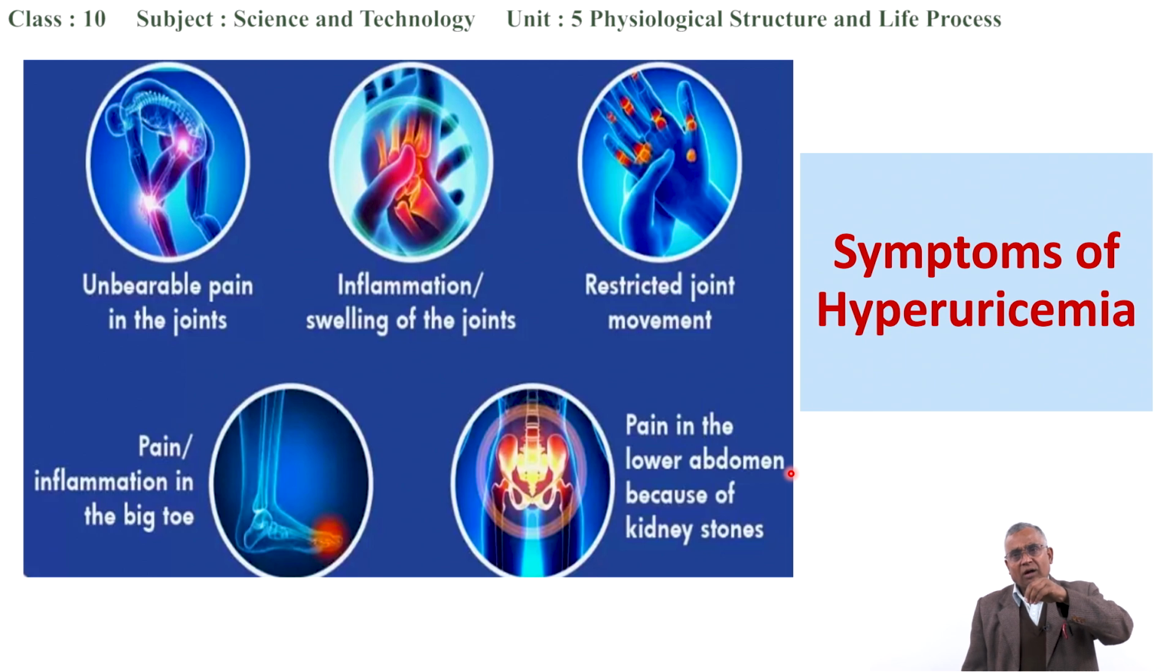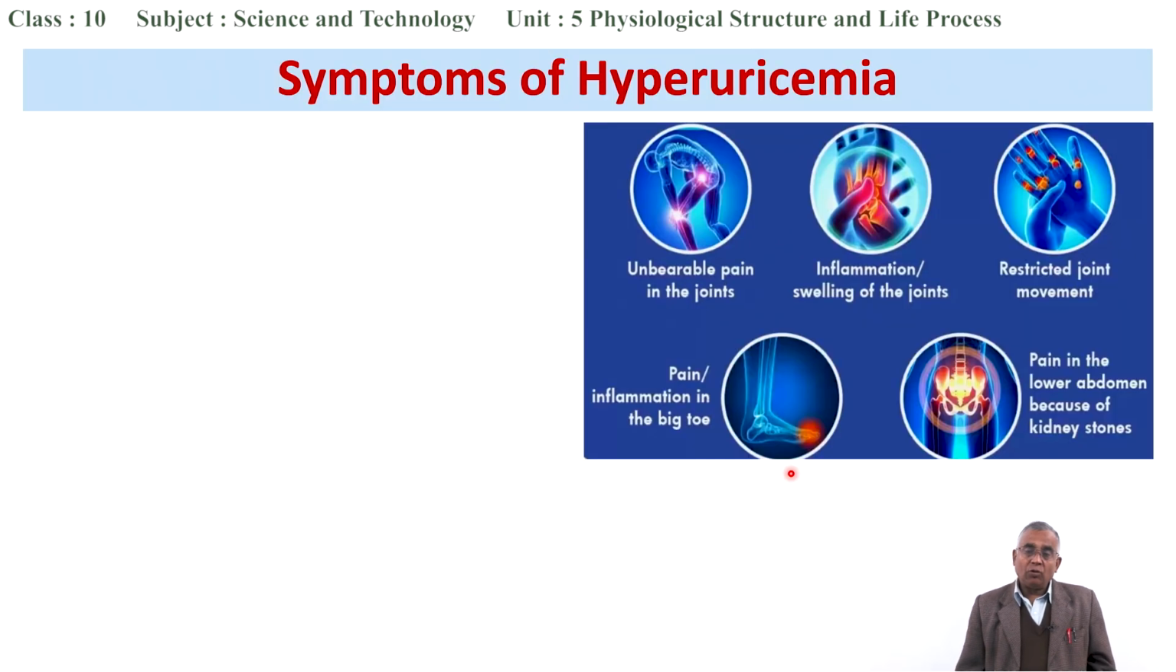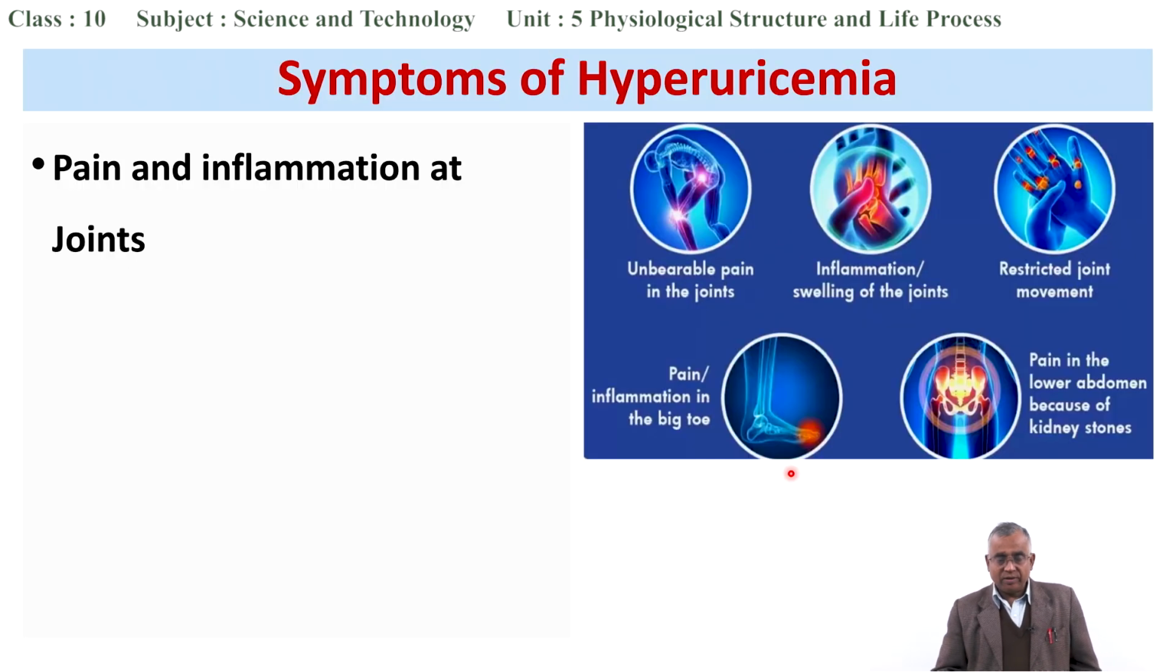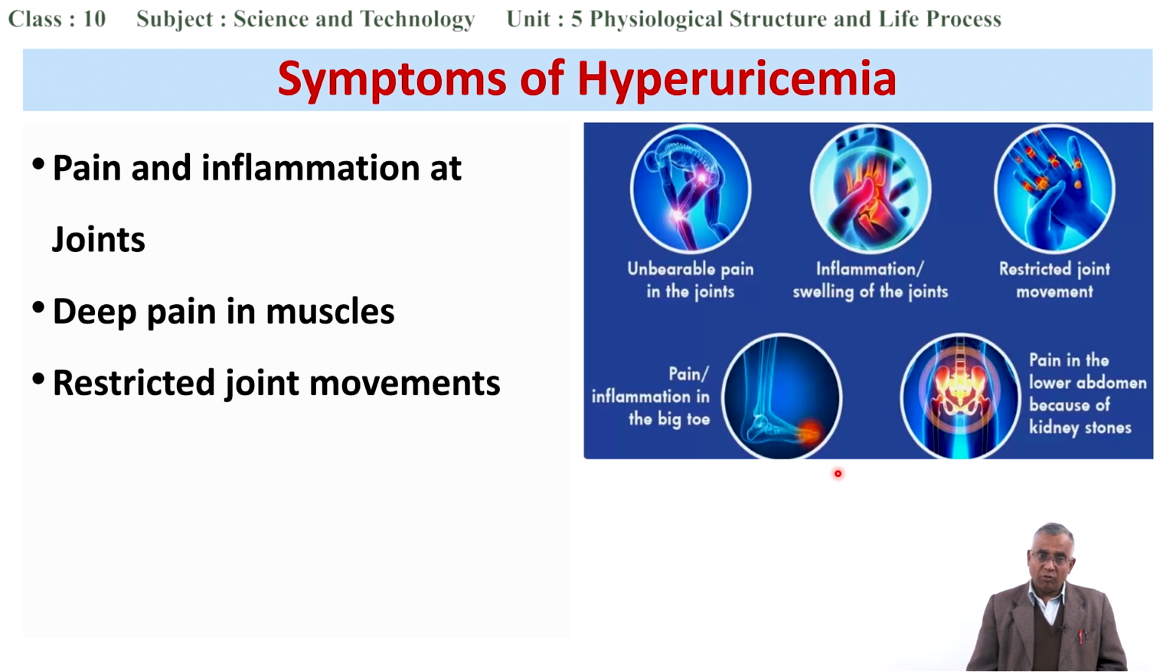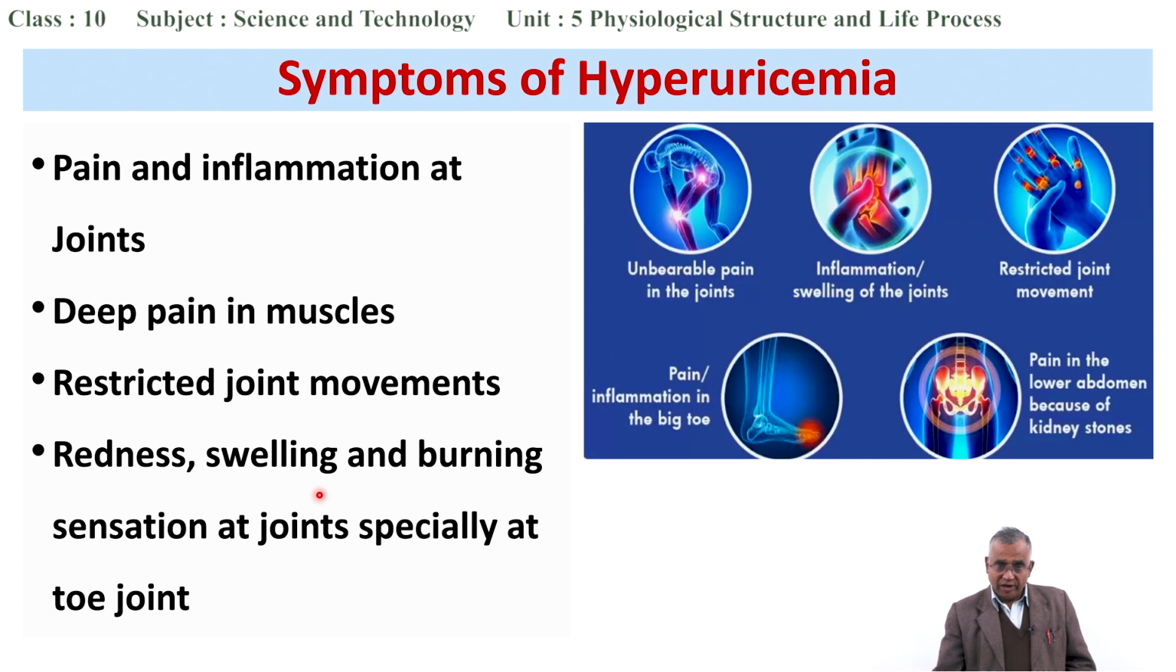So what is the first symptom? Pain and inflammation at the joint, and deep pain in the muscles around the joint and other places. At first the effect is seen at the toe joint. So restricted joint movement, redness, swelling and burning sensation at the joints, especially at the toe joint.